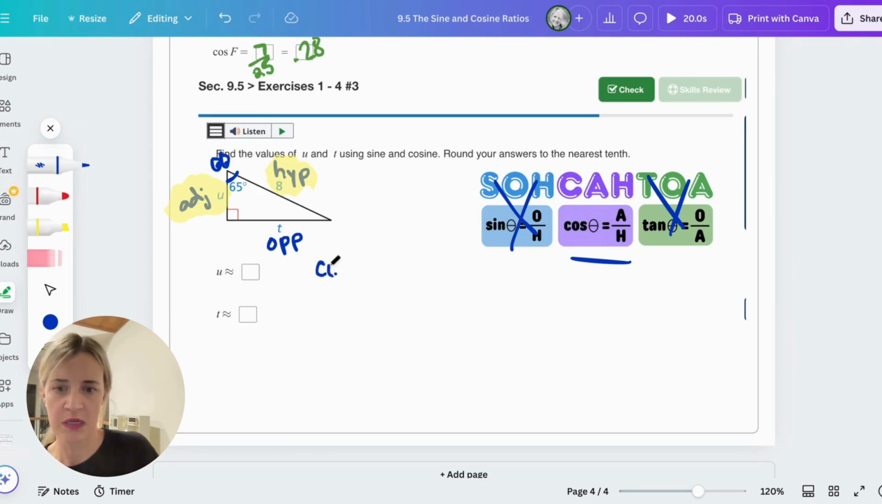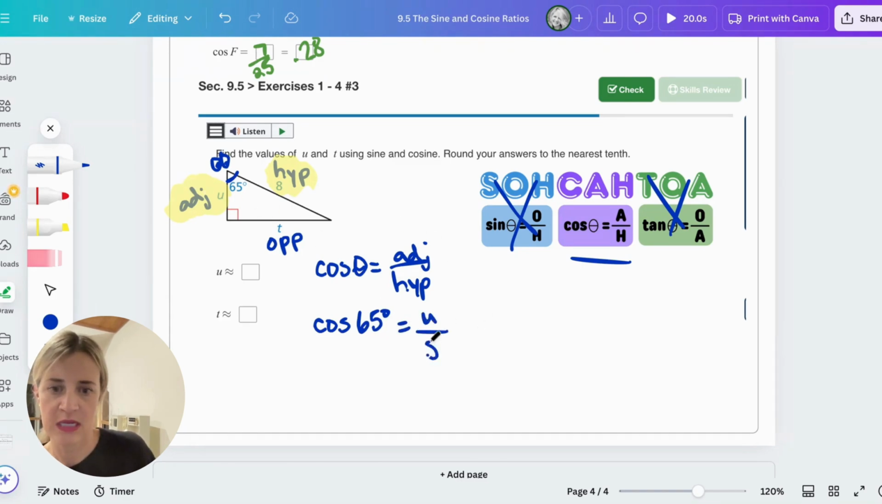So cosine theta equals adjacent over hypotenuse. Okay. Cosine theta. What is our theta? Theta is the angle we know, 65. Equals adjacent, which is u, over hypotenuse, which is 8. Okay, we're going to solve this. Remember, if the number's on the bottom, it's a little bit easier. To get rid of that 8, we multiply both sides by that 8. So our answer is just 8 times the cosine of 65.